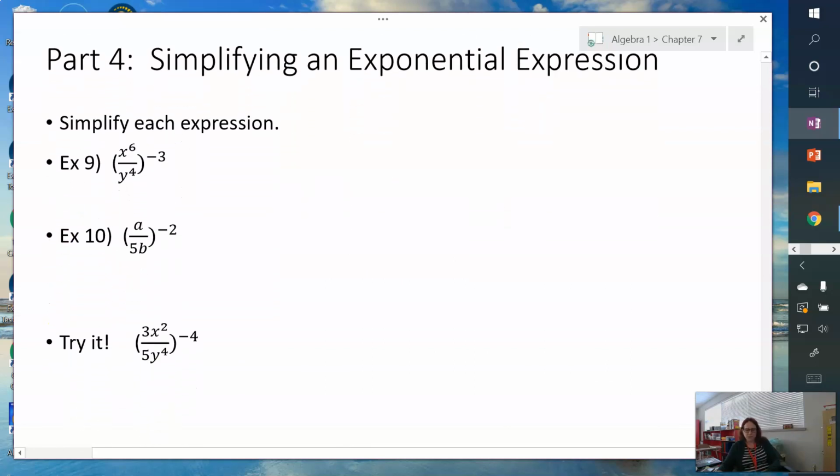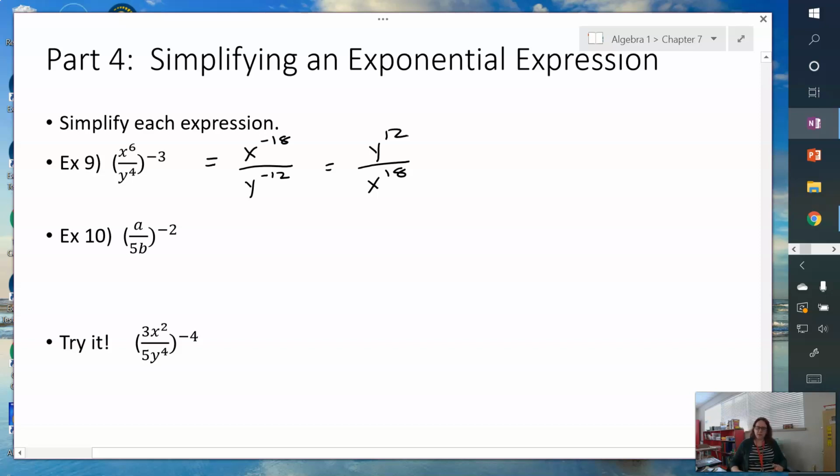Okay, we're going to do some more simplifying. We have x to the 6th over y to the 4th. Let's go ahead and apply that exponent to the numerator and the denominator. So I get x to the 6th times -3 is -18. And I get y to the 4th times -3, or y to the -12. Go ahead, move things upstairs and downstairs. So x to the -8, that goes downstairs. And then y to the -12 moves upstairs.